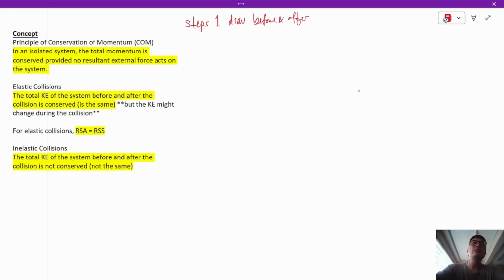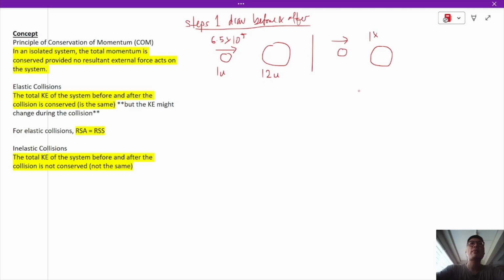All right. So let's read the question. A neutron of mass 1u is traveling with a speed of 6.5 times 10 to the power of 5 meters per second, colliding with a stationary carbon atom of mass 12u. The carbon atom moves off in the same direction as the neutron with a velocity of 1 times 10 to the power of 5 meters per second later on.